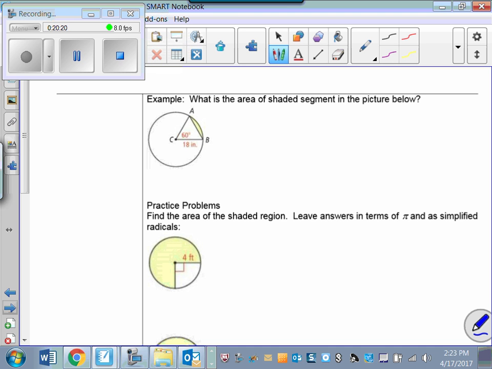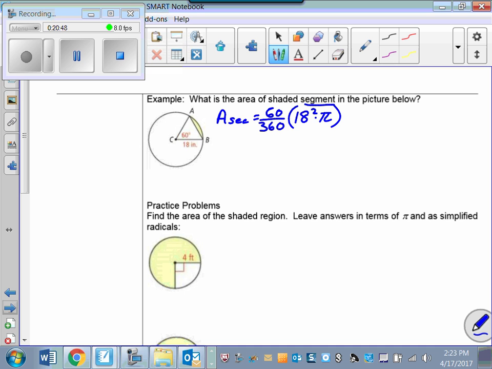What's the area of the shaded segment? What's the area of the segment? Okay, what did we say we got to do? We got to find the area of the sector first. So area of the sector is 60 divided by 360 times pi r squared. Let's see, my radius is 18, so 18 squared times pi.